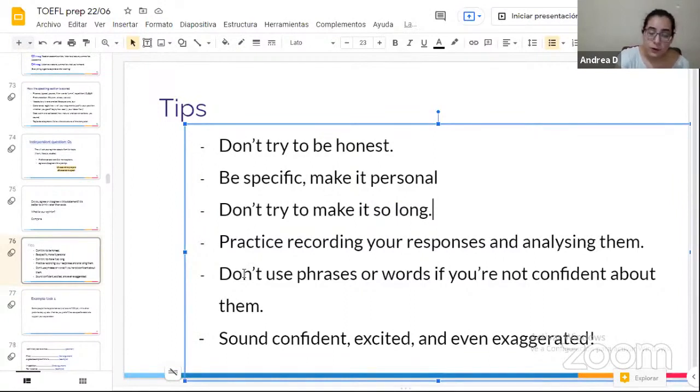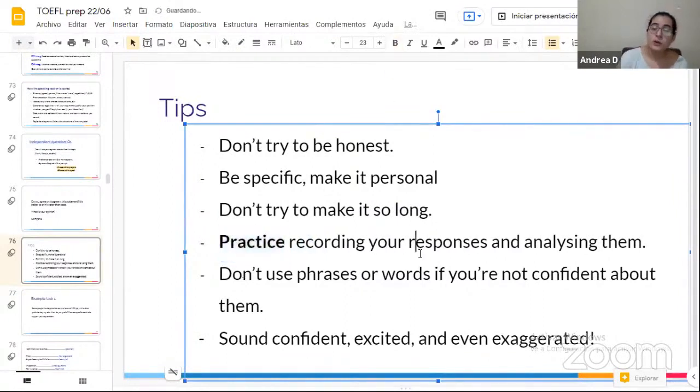You got to practice, of course. Practice makes perfect. And when you're practicing, don't just be a passive practicer. You got to be an active student. So when you're practicing, try to record your responses, evaluate yourself, see if you have any grammar mistakes or if you could have done anything better, and try to implement those tips that you're going to give yourself in the next one.